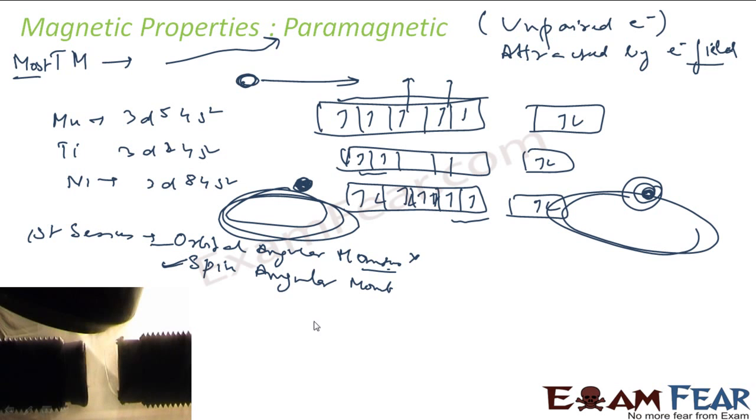And actually, if you want, you can find the value of the magnetic moment by the formula mu is equal to the square root of n into n plus 2, where n is the number of unpaired electrons and the unit is BM, that is Bohr magneton. This is the magnetic moment due to spin of unpaired electrons. This mu is the magnetic moment due to spin angular momentum.